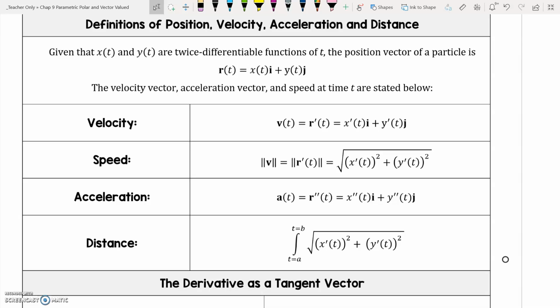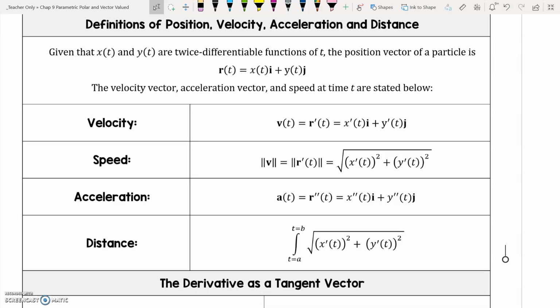We are given that x of t and y of t are twice differentiable functions of t. So our position vector of the particle is r of t equals x of t i plus y of t j. We can define the velocity vector, acceleration vector, and speed at time t with the following definitions, and of course also the distance. The velocity is the first derivative of our position vector. Our speed is the magnitude of that velocity vector.